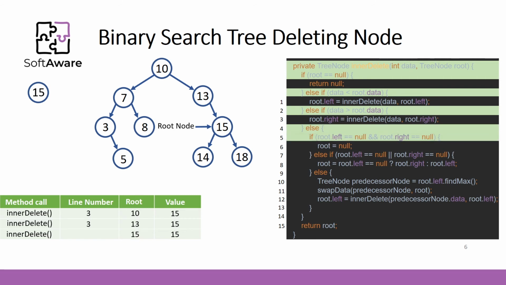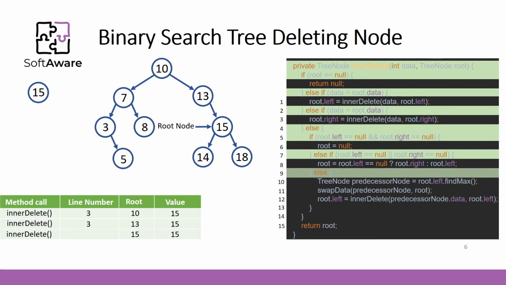In this case, we check if root has no children. For the first condition to be executed, both children of root should be null. In our case, it's not. So again, we skip. At the second condition, we check if one of the children is null. In our example, both have value. So we skip to the else statement where we need to justify case 3.